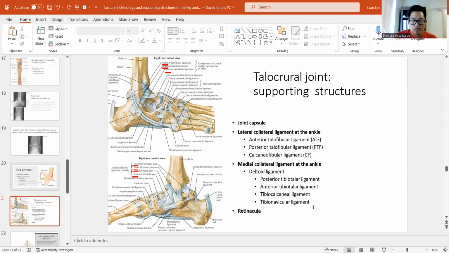But over here, you have tibiotalar, which makes sense, as well as tibiocalcaneal. And then a couple of different retinacula, which are flexor and extensor retinacula, but you'll actually have a few more parts to it this time.